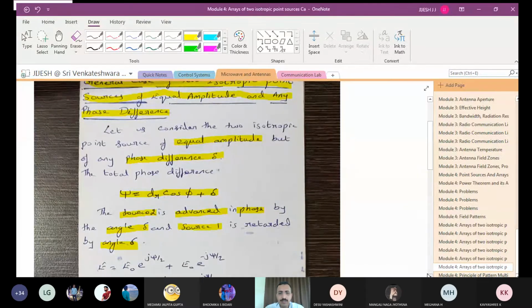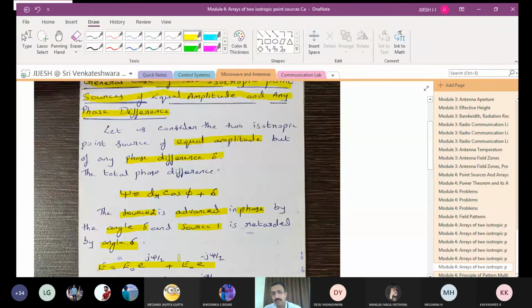So in case 4, as we have written the equation for E, E is equal to E naught e to the power of j psi by 2 plus E naught e to the power of minus j psi by 2. So psi is dr cos phi plus delta. We are going to use those things in the equation and simplify it further.